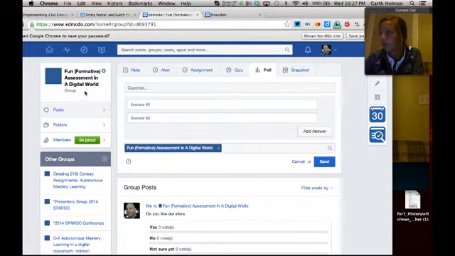And then over to your right is the actual group you're in. On this one, it was fun formative assessment. It was the group that I created for this. There are the posts you're building, folders, and then the members, however many people join the class, and you can divide those like you were talking about.